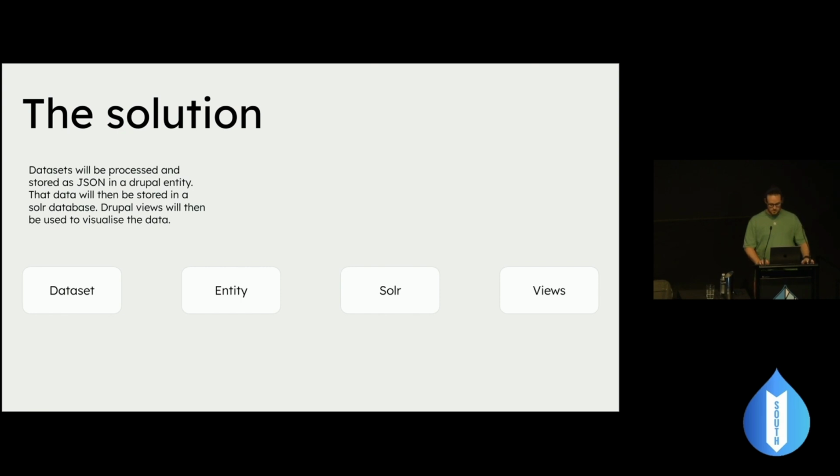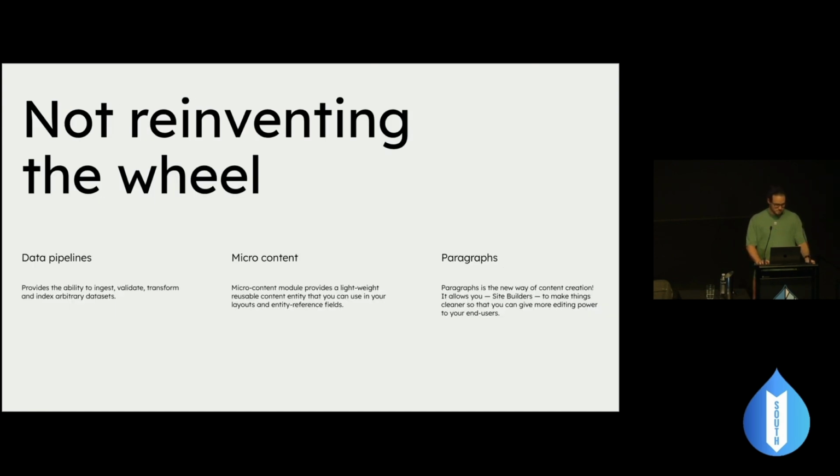So we would have a data set, and each data set would be an entity, and that would get processed into Solr, and then you would use Drupal views to spit out a bunch of stuff. This is reasonably complex, but there's a few modules that kind of help out. So we leverage the data pipelines module. That'll take a data set, either a JSON file or a CSV file, and put it somewhere as a JSON blob.